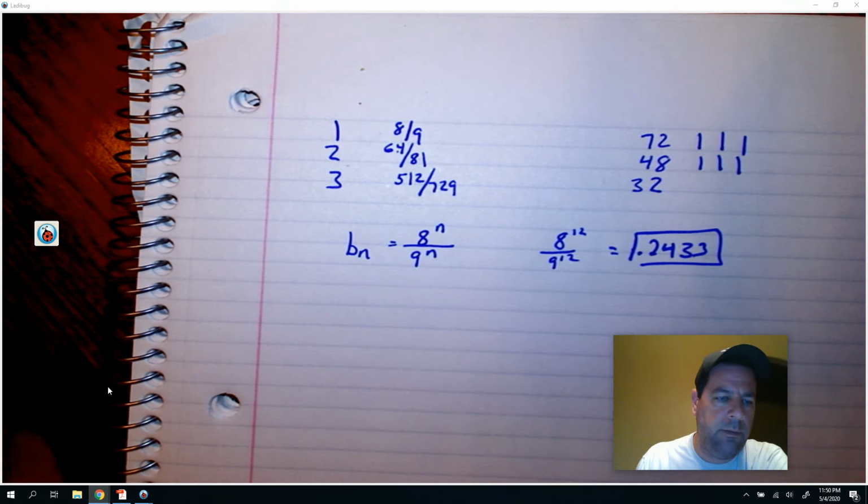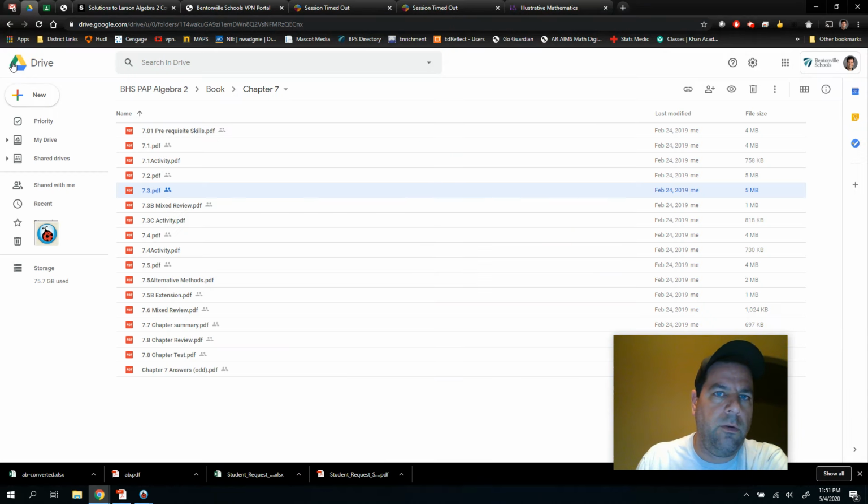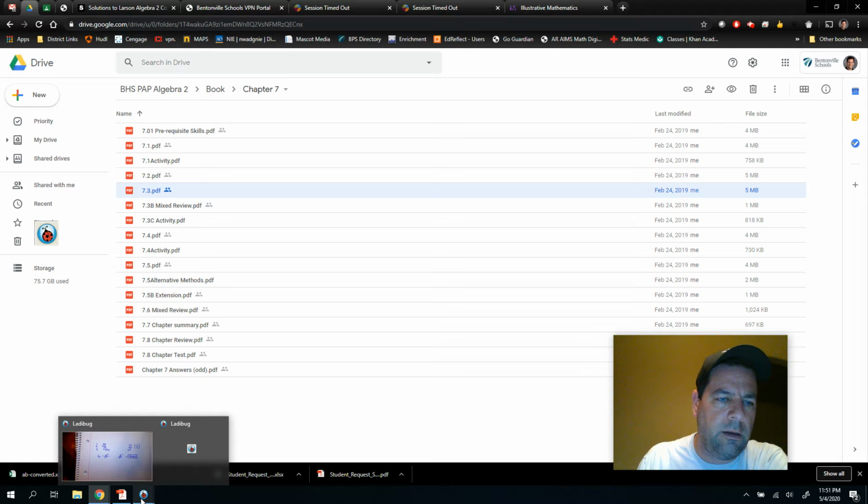Let's go here. Let's go here. That's a neat thing that they have a triangle too that you can break it up into triangles and remove one each time.